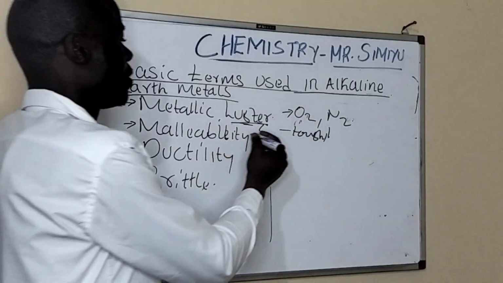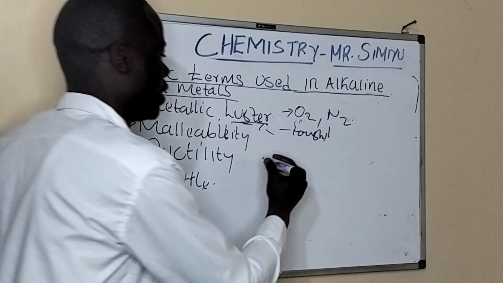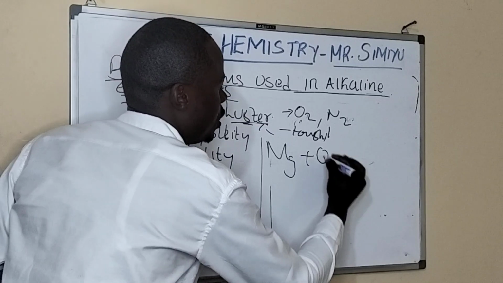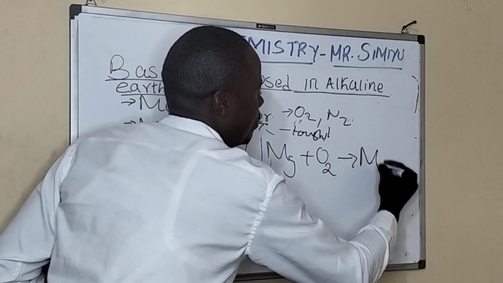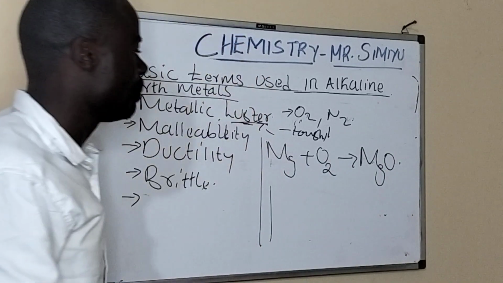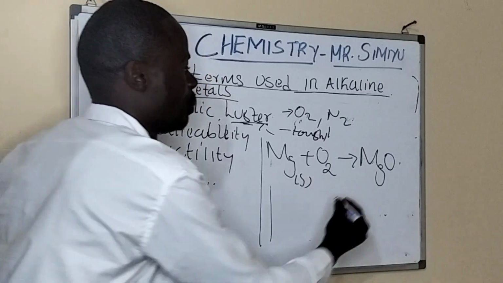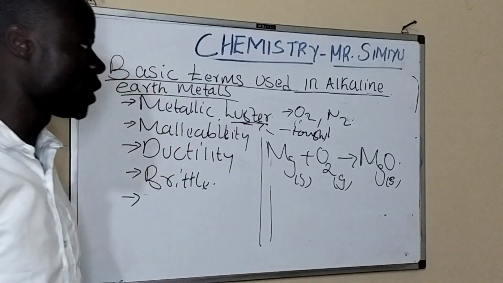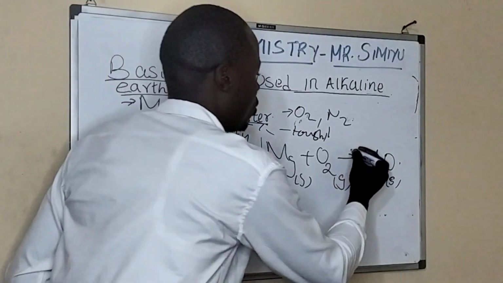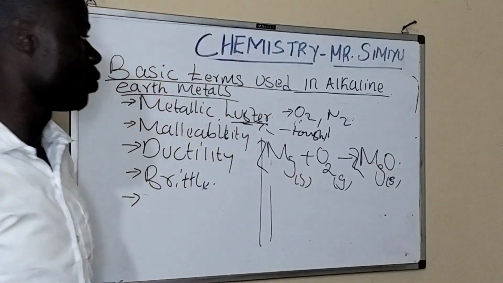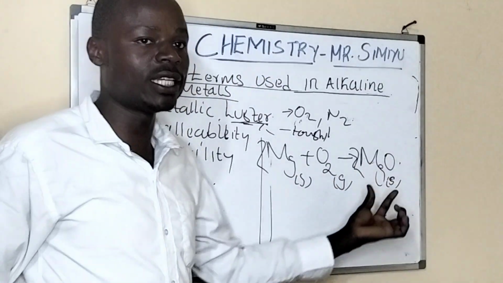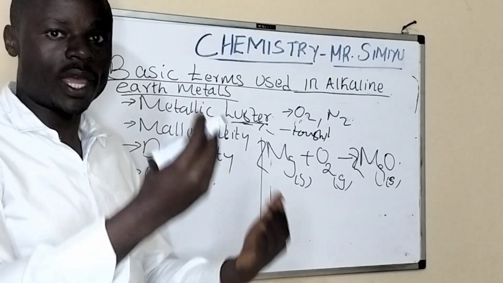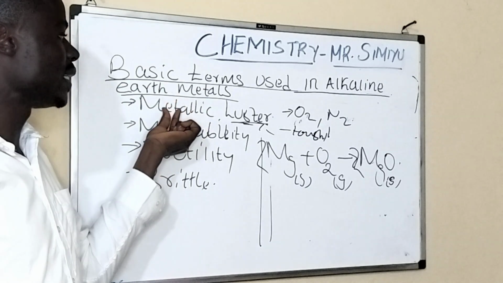When they get oxidized, for example, magnesium plus oxygen forms magnesium oxide. When they get exposed, this metal gets oxygen, so they form an oxide. That oxide formed covers the metal when it is exposed to air. It is called metallic luster.